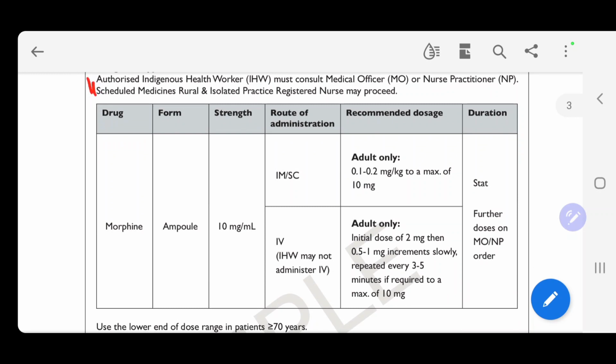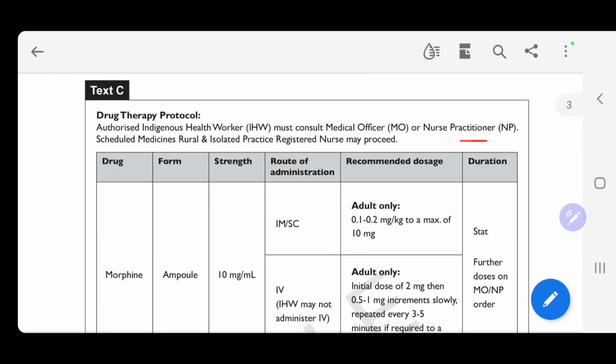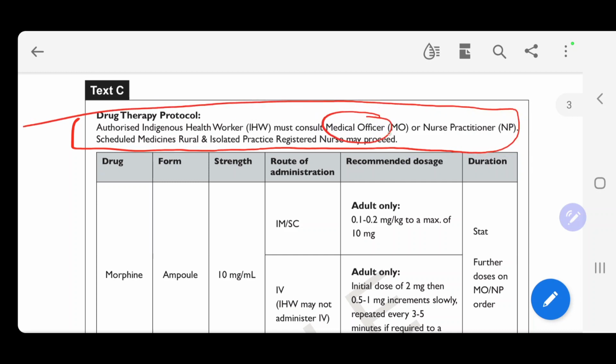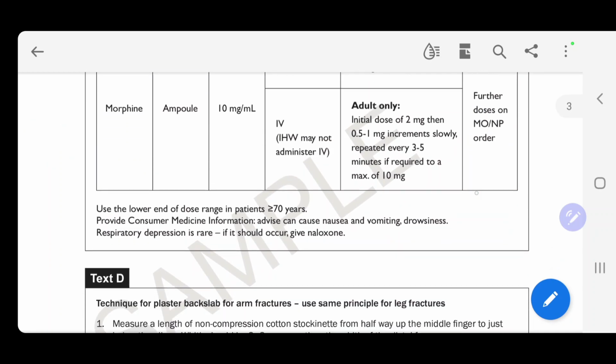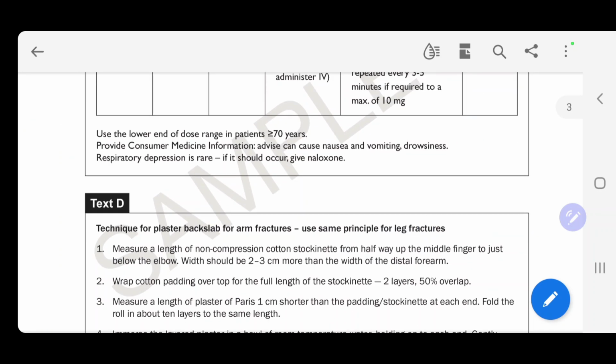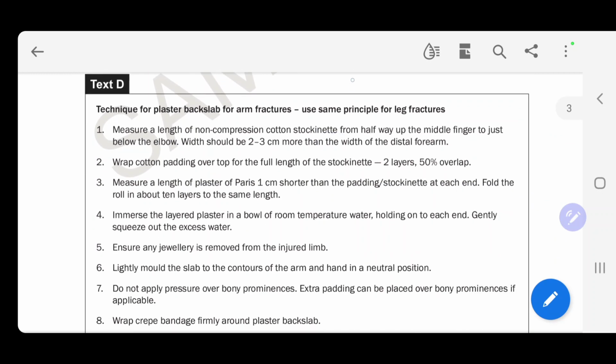Then we can see this information in the text. After reading this part, you have an idea they're talking about a medical officer and nurse practitioner. So intramuscular morphine, intravenous, and this range is important, right? So afterward, we can see we have less than 70 years, vomiting, respiratory depression. Then we have the technique for plaster back slab.